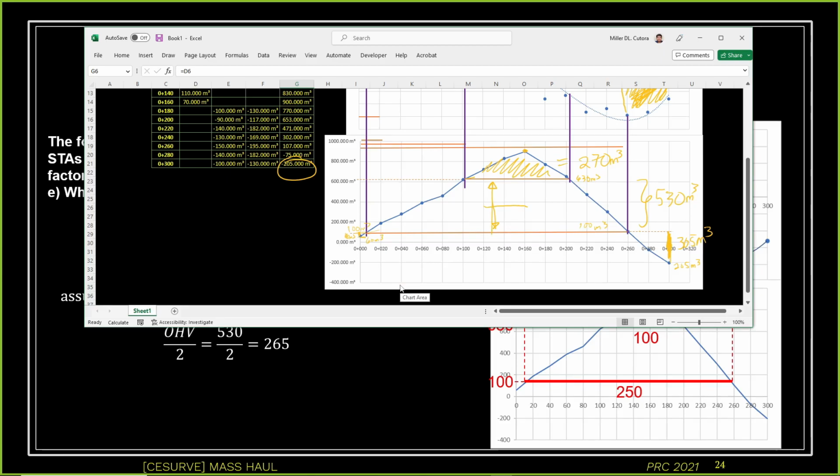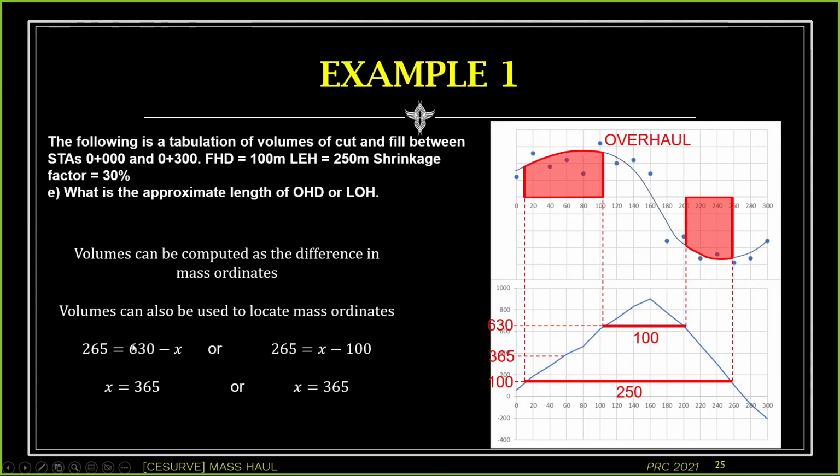Now, kung equal yung volume, ito ay magiging 265 and this one would be 265. Now, hahanapin natin yung location ni 265. So, at this one, 100 plus 265, so level ng 365. Ito naman, kung manggagaling tayo sa taas, 630 minus 265, ang kakalabasan is 365. Okay? 630 minus x is equal to 265, so 365. X minus 100 is equal to 265, 365. Okay?